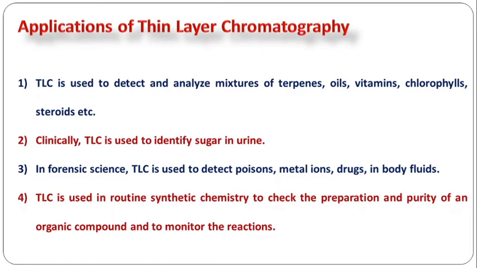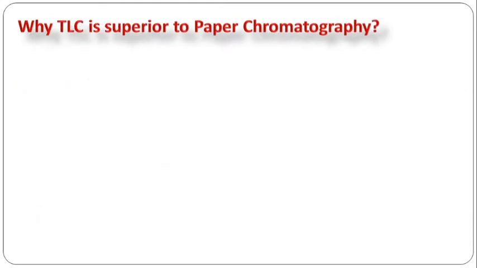Similarly, TLC can be used to monitor column chromatography also, because whatever eluents or aliquots we have collected at the end of column chromatography, we have to check in which aliquot the components are present. For that purpose, we have to use the TLC method. So that is the fast method to monitor column chromatography. In this way, TLC is very useful in regular laboratories as well as research laboratories and industry also. Why is TLC superior to paper chromatography?